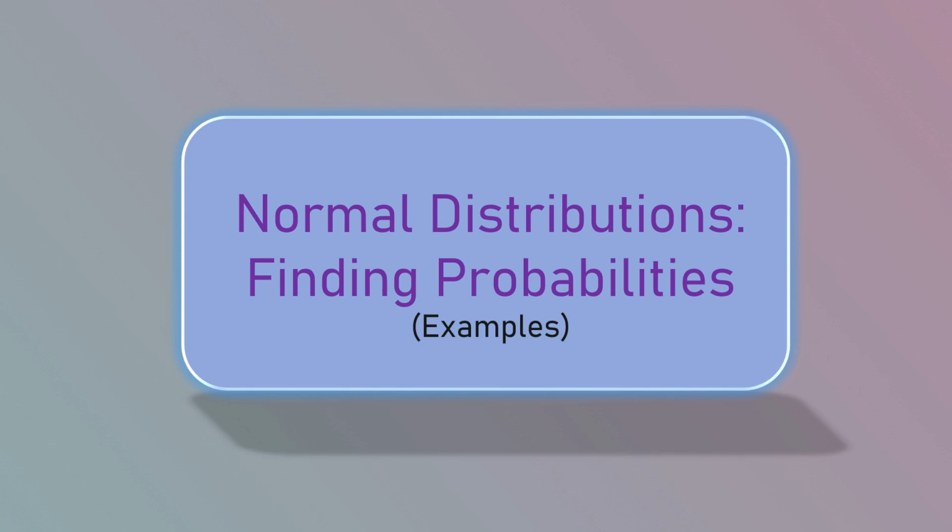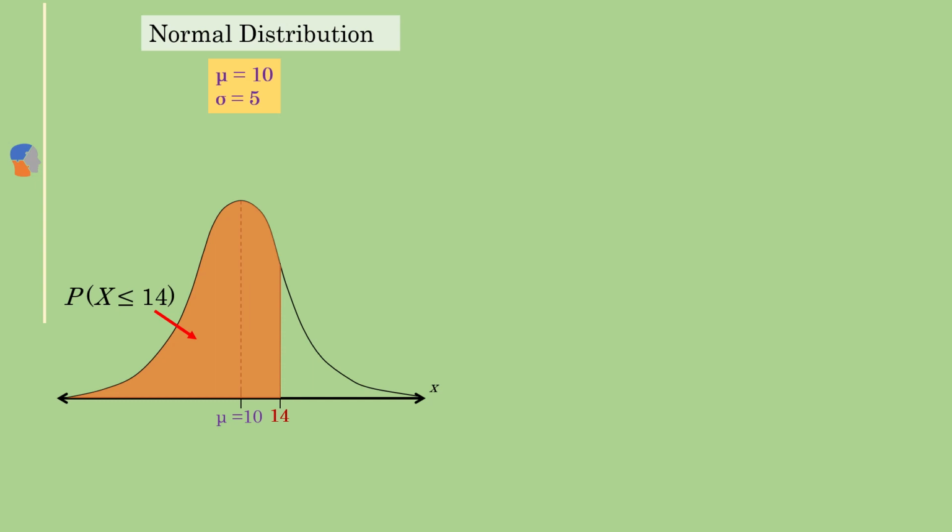In this video, I am going to explain three different examples. First one, x is a random variable that has a normal distribution with mean mu and the standard deviation sigma. Asking to find the probability of x less than or equal 14. That means the area under the curve and left of 14. What is the first step? First step is to find the z value of x equal 14.